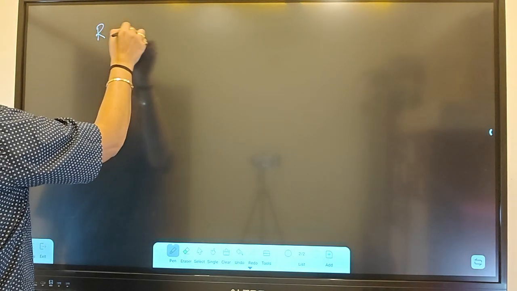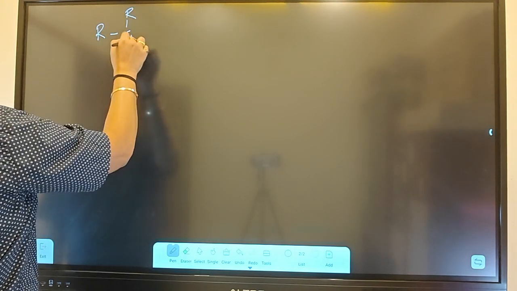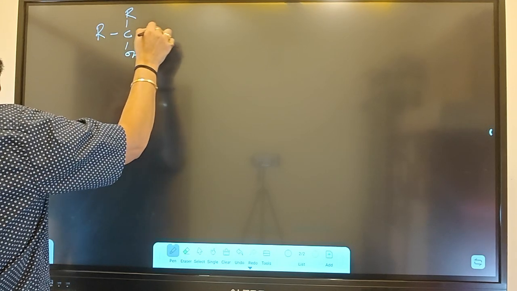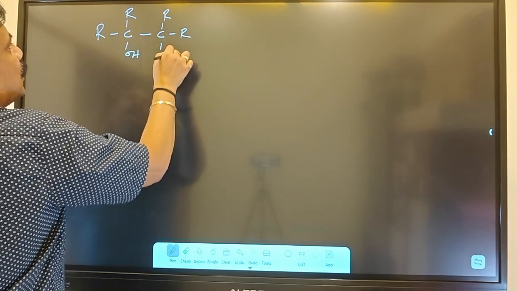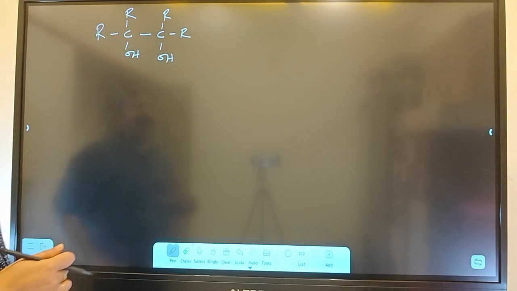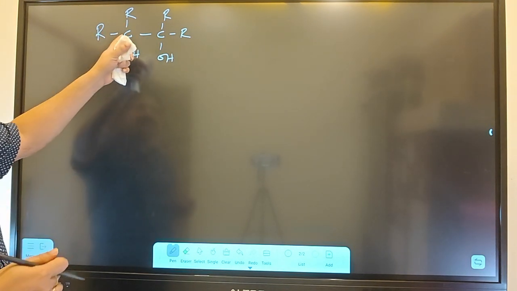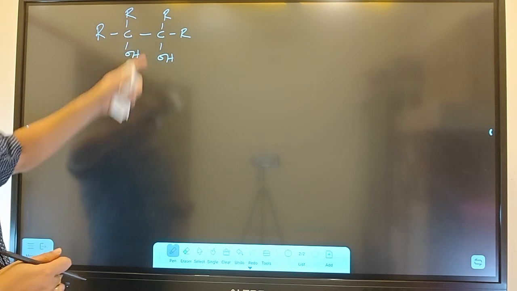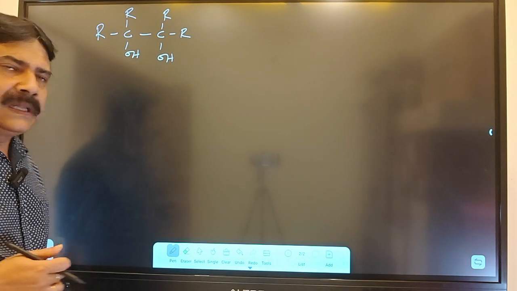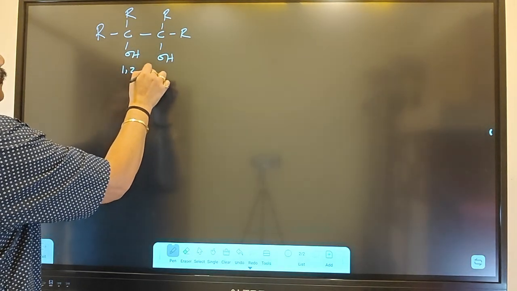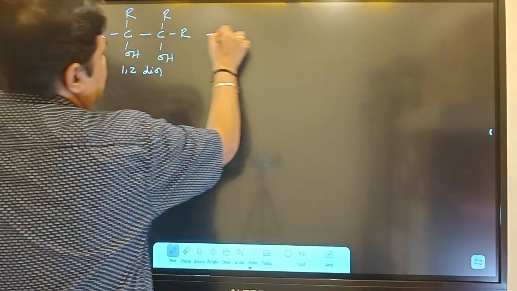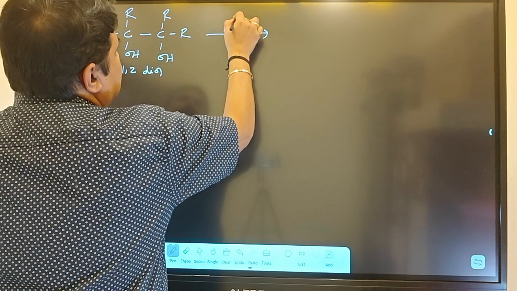Suppose I am taking R, C, R, OH, OH, R, C, R, OH. Now if you look here, all are the same. Here at the 1,2 positions, this is my 1, this is 2, that's why this is a 1,2-diol. Now this 1,2-diol, if you give H plus, then what will happen?